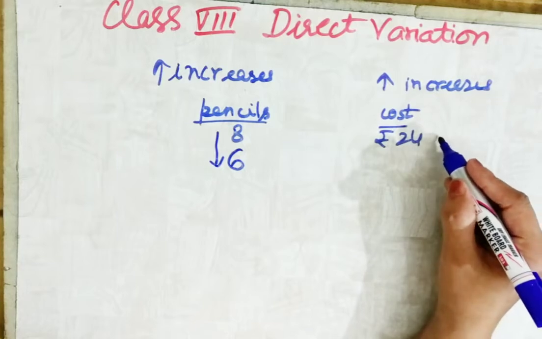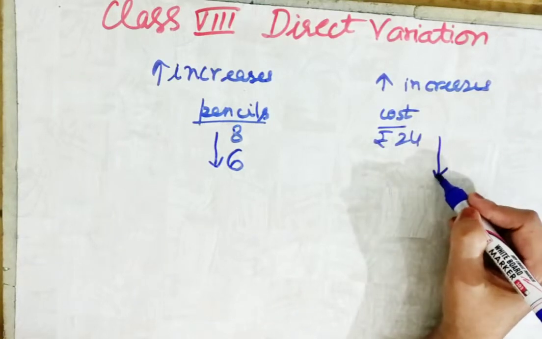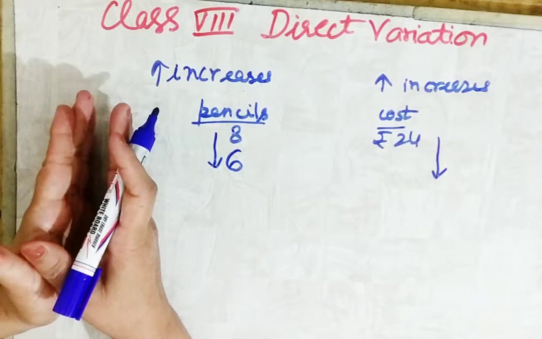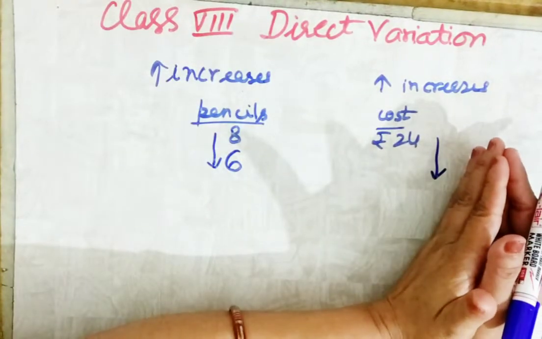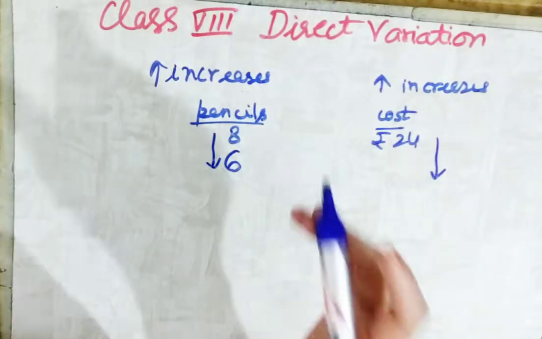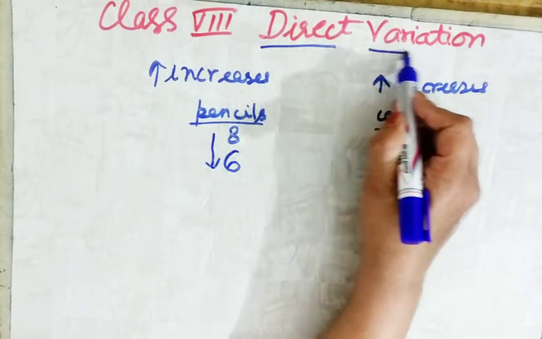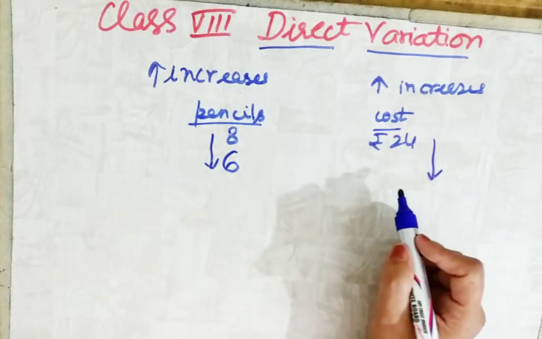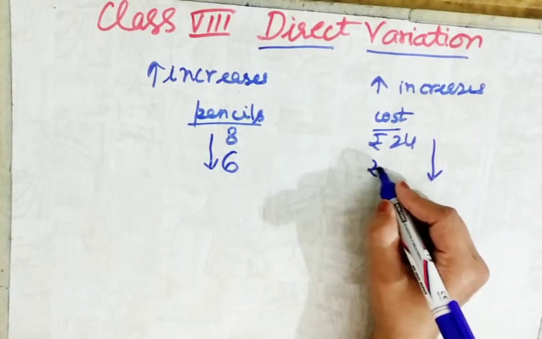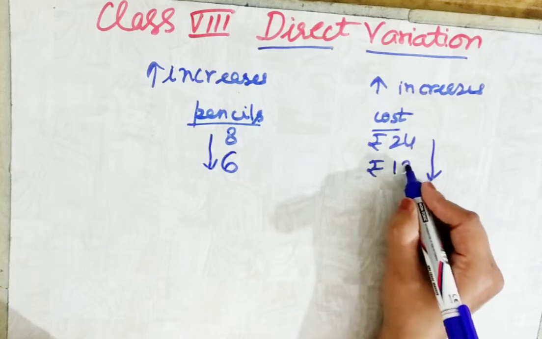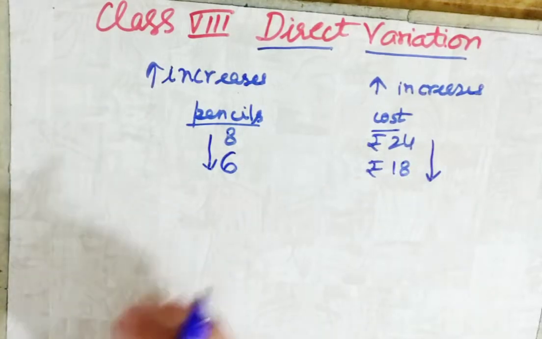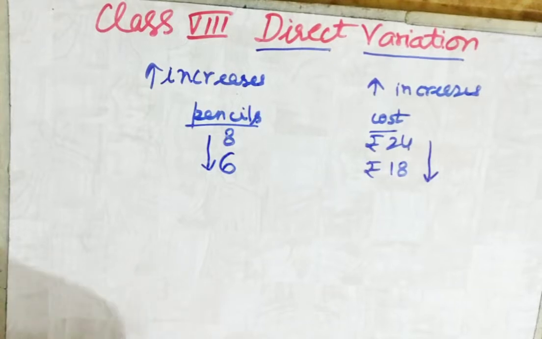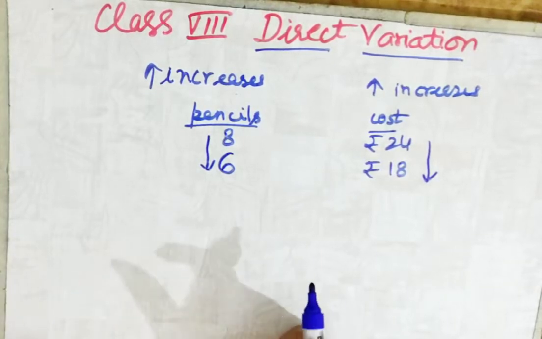So if the cost also decreases, if one side increases and the other side also increases, then that is called direct variation. So the cost of 6 pencils will be, children, how much? It will be less. It will be 18 rupees. So these kinds of variations are called direct variations.